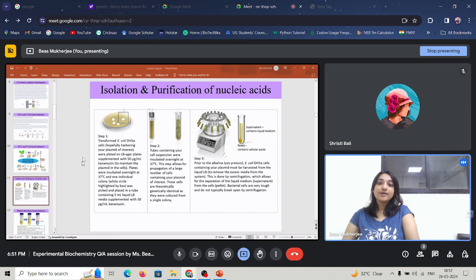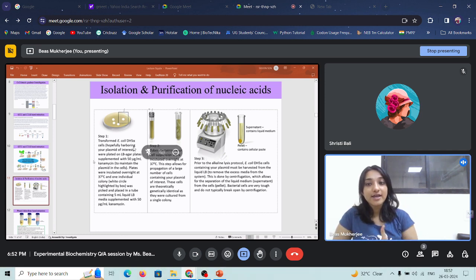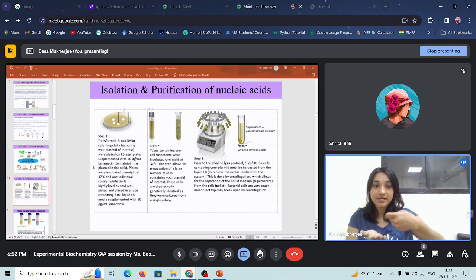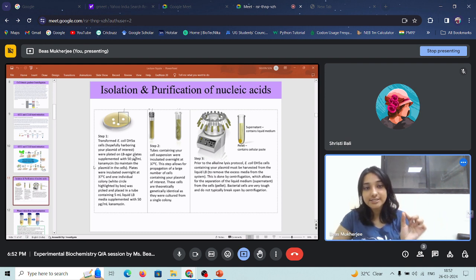So see, step 1: transformed E. coli DH5 alpha cells, hopefully harboring your plasmid of interest, were plated on agar plates. So these are basically plates with bacterial culture. It's a solid media on which tiny colonies have grown. Now you scrape the colony and inoculate it in a liquid media. This is the DH5 alpha cell. That means cloning has been done in this cell strain, right?